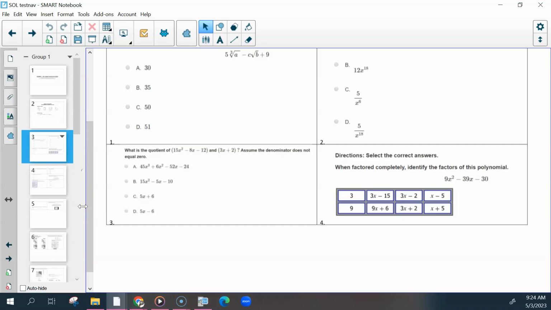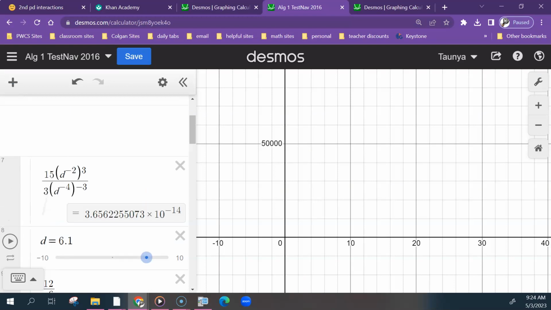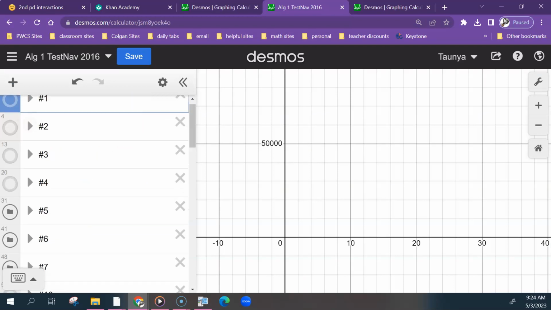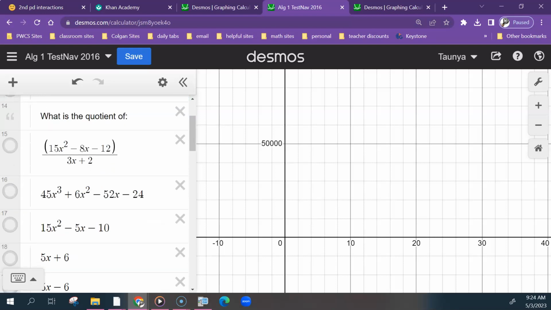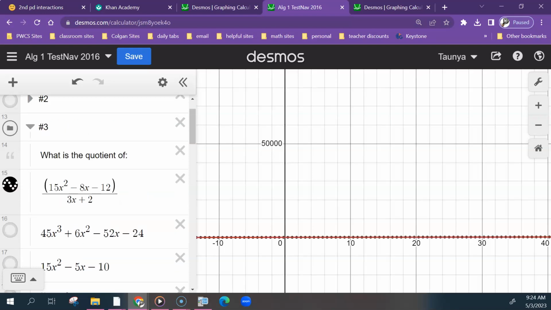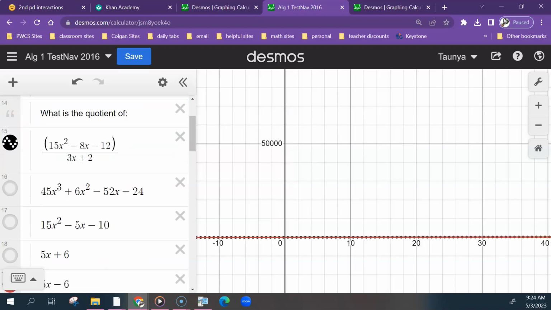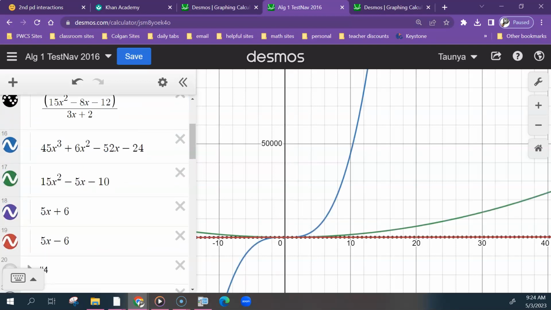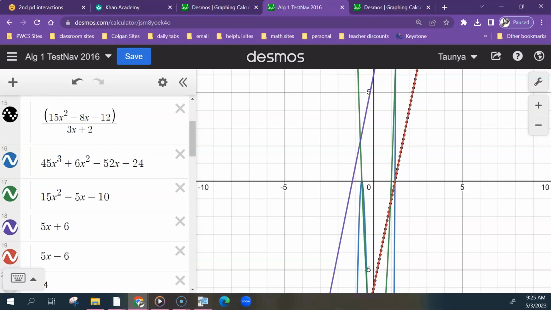Okay. This one, for number 3. You can put in the original. The quotient means we're dividing, so put it in all at once. Put in all of the answer choices. And then one of these is going to overlap. So this was the original.